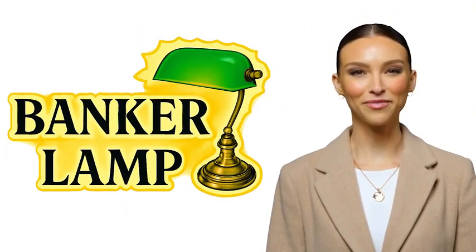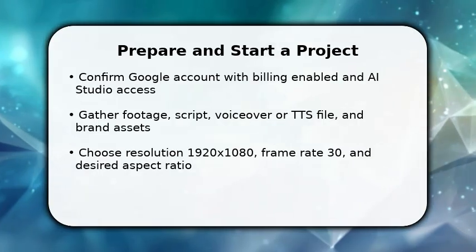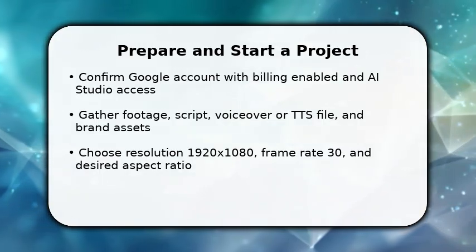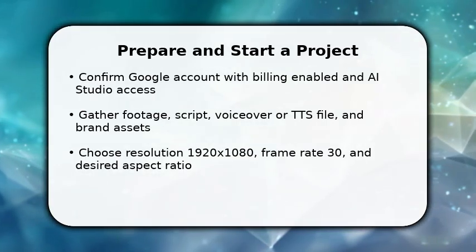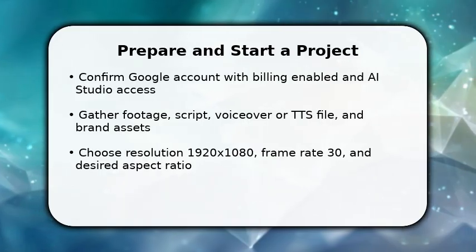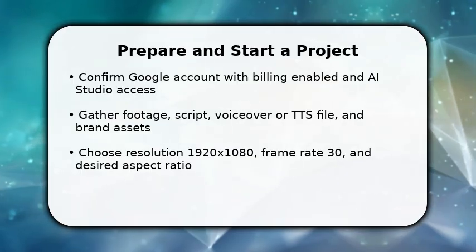Please enjoy the video. You start by verifying essentials: a Google account with billing and AI Studio access, plus your raw footage and a script. Once done, create a new AI Studio project and name it clearly. Upload your footage, voiceover or TTS file, and brand assets into the project panel.